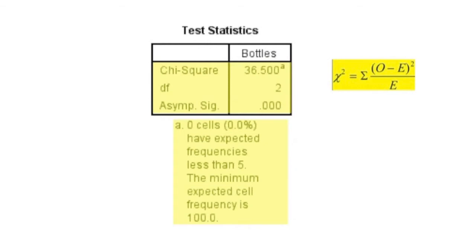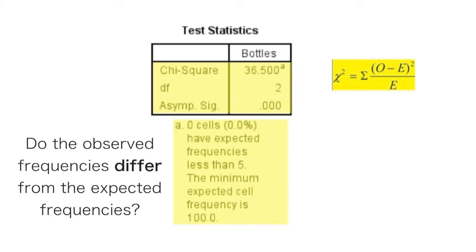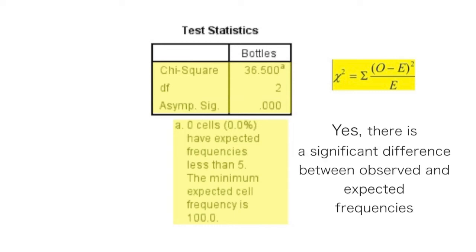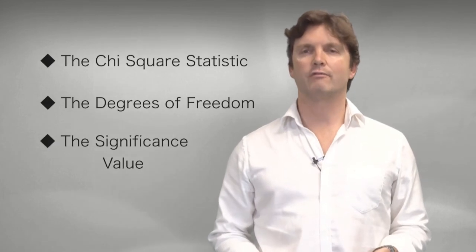Now the test statistics table contains the results of the chi-squared test and answers the basic question: do the observed frequencies differ from the expected frequencies? It takes the observed number and the expected number and puts it into the following formula. Because the asymptotic significance is less than 0.05, which is our nominated alpha level, the answer to the question is that there is a significant difference between the observed and the expected frequencies. Make a note of these figures for write-up. These are the chi-square statistic, the degrees of freedom, and the significance value.